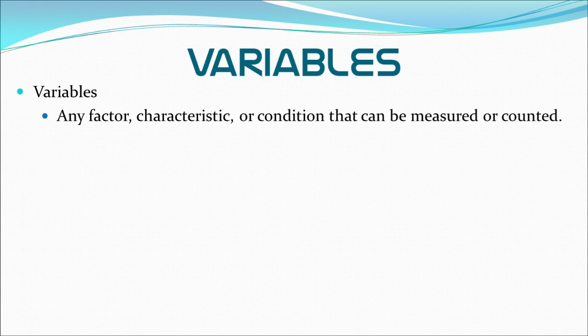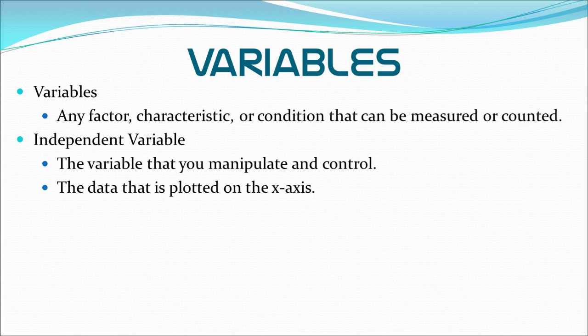Let's begin by talking about variables. Variables are any factor, characteristic, or condition that can be measured or counted. Variables fall into two categories. Independent variables. These are variables that you manipulate and control. The data that's plotted on the x-axis. So in a lab setting, this is the data that you are changing.